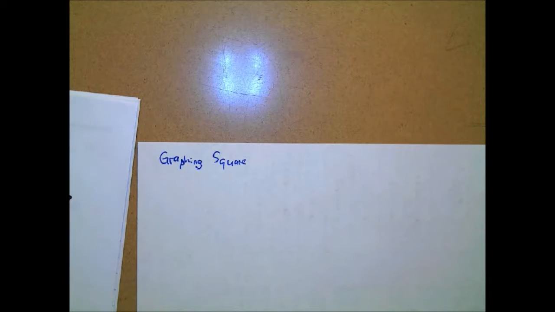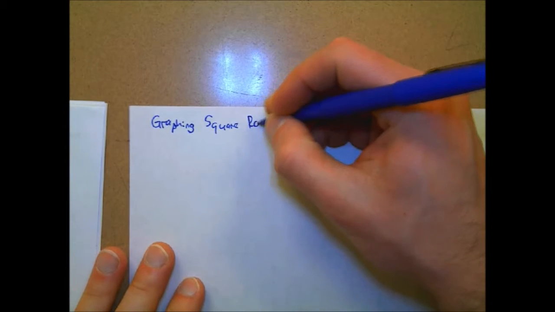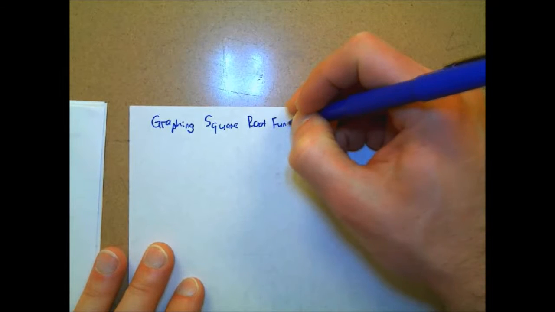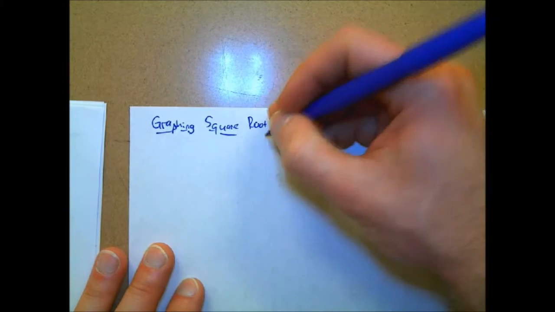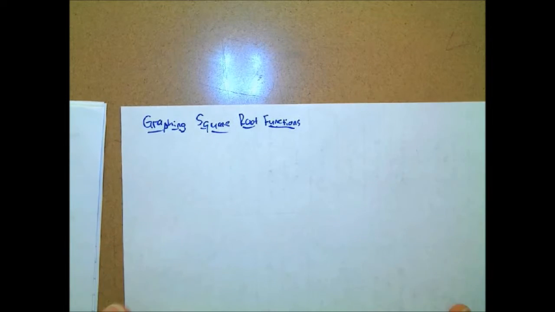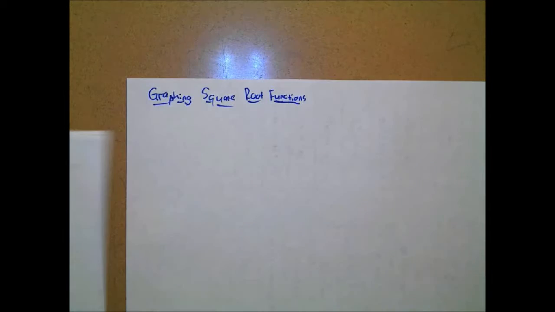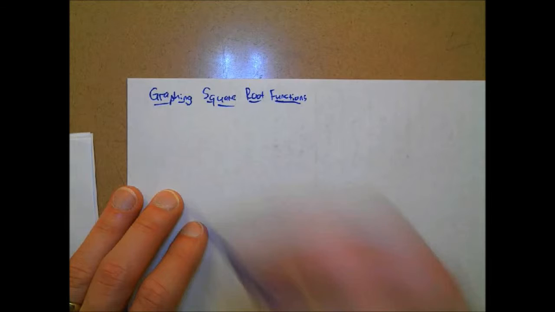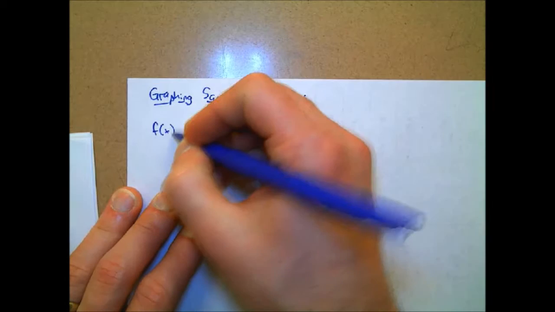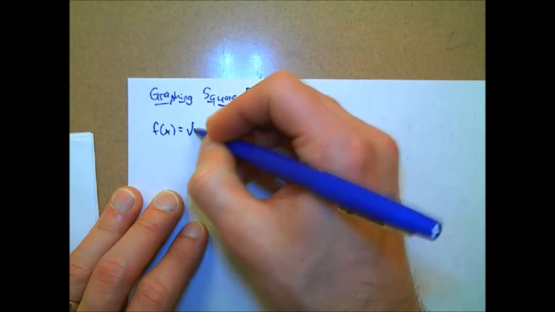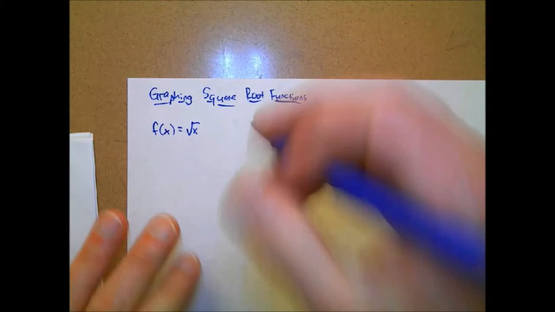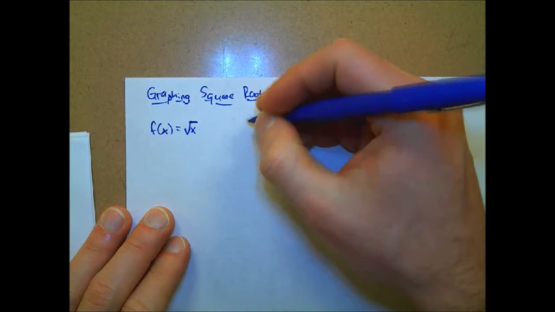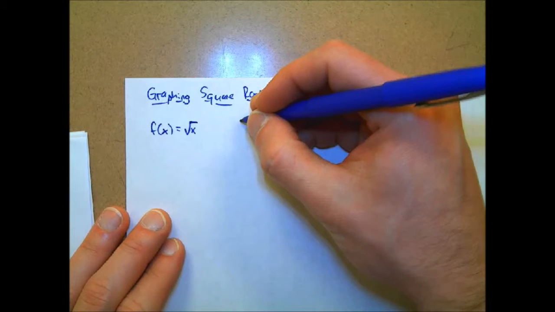Graphing square root functions. Okay, so now we're going to be graphing. And of course, we're going to review all those transformations we talked about in the past, right? So let's talk about graphing f of x equals the square root of x. And let's go ahead and make a chart here, make a table.